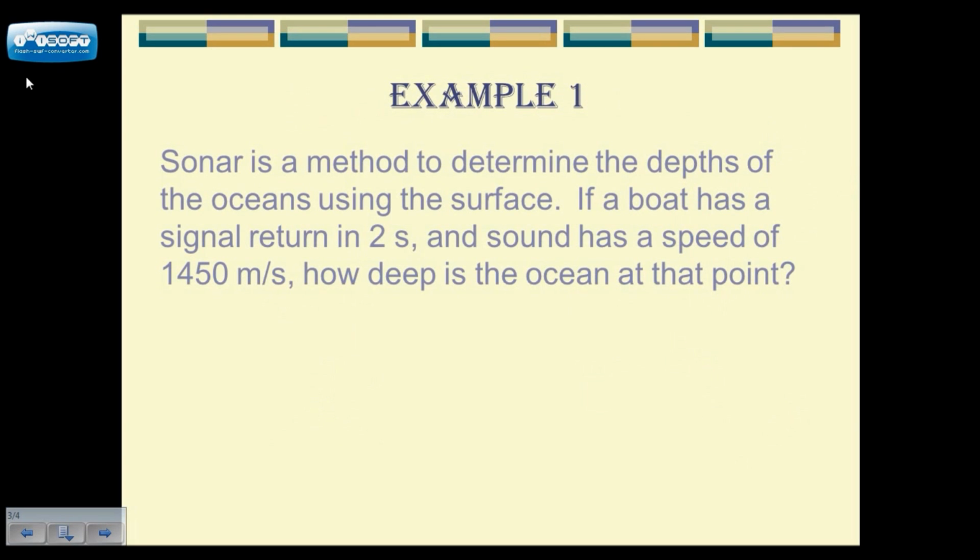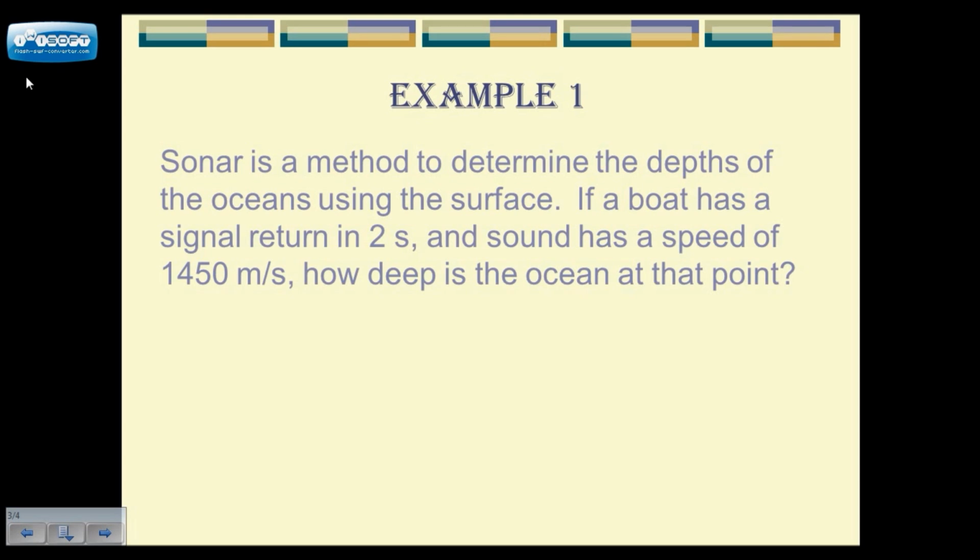So our first example is going to use d = vt. How do you know? It's depending on if it tells you to find wavelength, frequency, and period, or if it just gives you a distance and time. So this is sonar. Sonar is what boats use to figure out how deep the water is underneath them. We use this for mapping the ocean floor, as well as just figuring out military-wise if there are submarines or anything like that. So sonar is a method to use to determine the depths of the ocean.